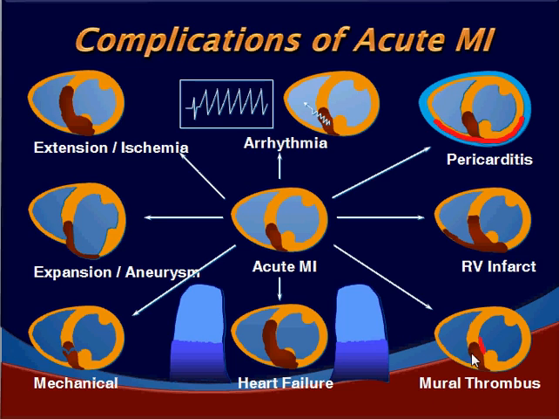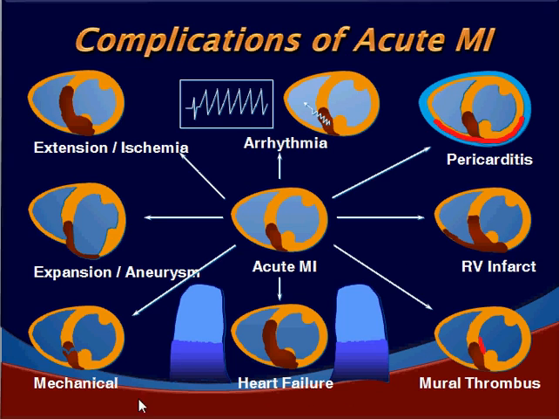Mural thrombus, because once the infarct is there, on the infarcted endothelial surface there can be formation of thrombus, and this mural thrombus may get detached and produce embolic complications. Of course, mechanical complications like rupture of the ventricular septum, rupture of the papillary muscle, and then there may be VSD, there may be ischemic MR, or there may be expansion of the left ventricle and aneurysm formation.